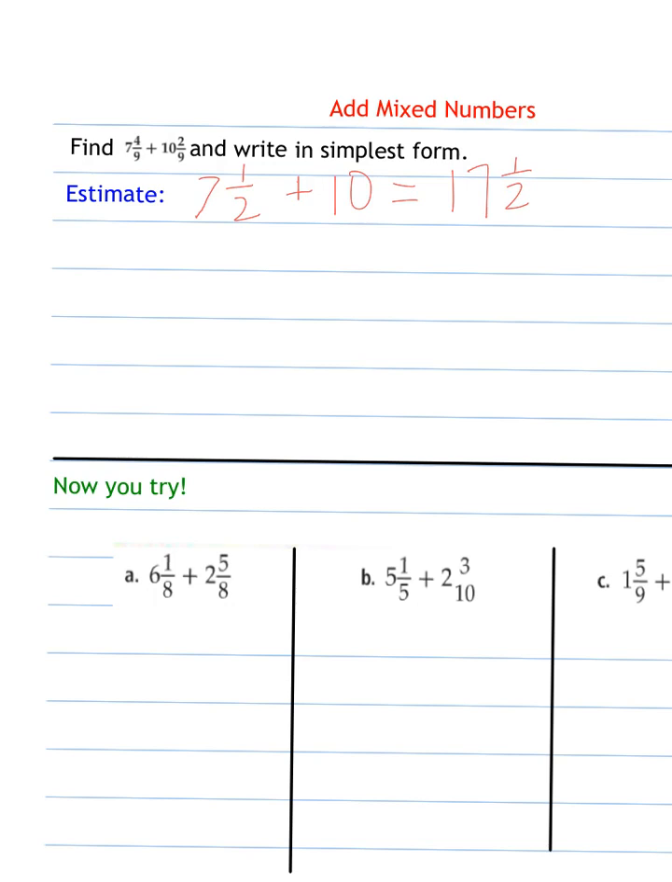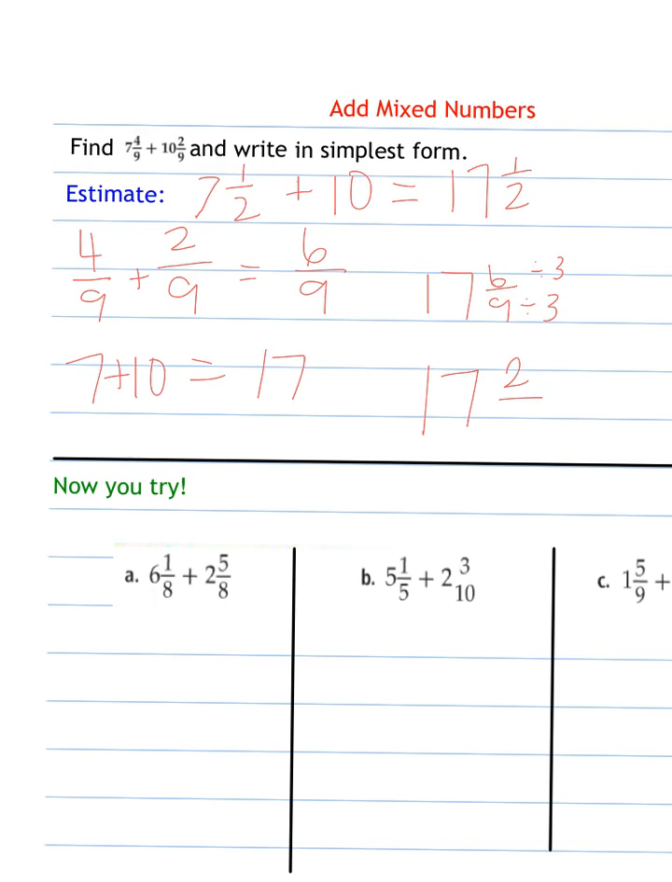Now when we actually add these together, I'm going to start with the fractions, adding 4/9 plus 2/9. They already have a common denominator, so we can just add the numerators. 4 plus 2 is 6. Denominator stays the same. Now we add the whole numbers together. 7 plus 10 equals 17. Put those together into 17 and 6/9. Now the 6/9 can be simplified by dividing both of them by 3. So 17 and 2/3. Okay.